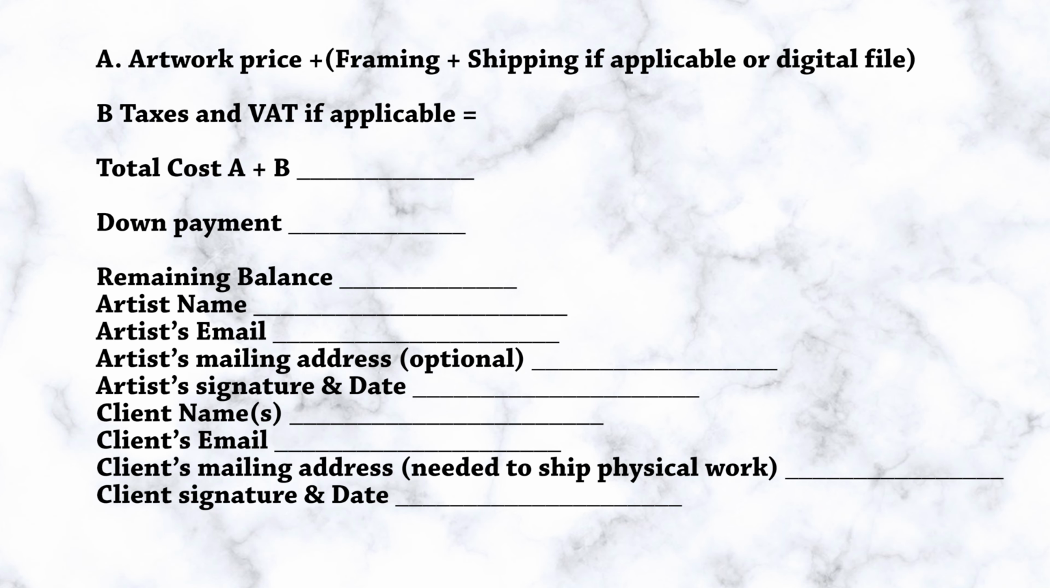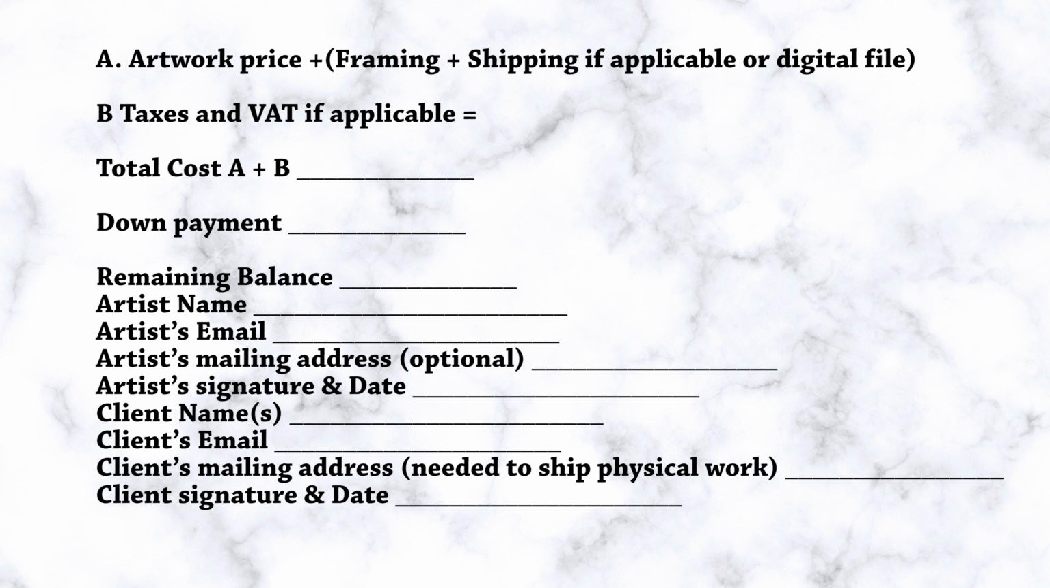So here's a very, very simple art contract with some information on here that you might want to grab. I will also have it in the description. So if you want to cut and paste from the description of this podcast video, go ahead and grab that. But basically, it's artwork price, and then is it framed or shipped, or is it a digital file? And then what are the taxes and any kind of a VAT if that's applicable? And then the total of those two numbers. And then what's the down payment? Is there a remaining balance?